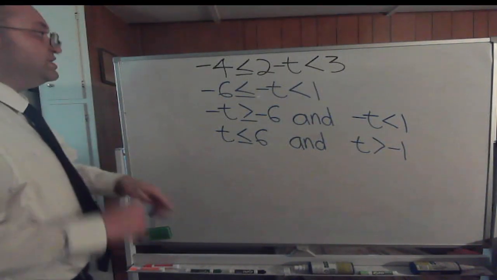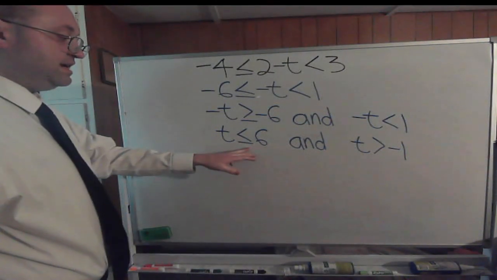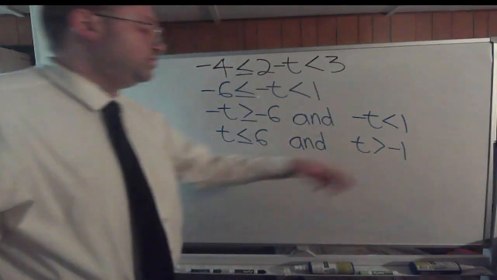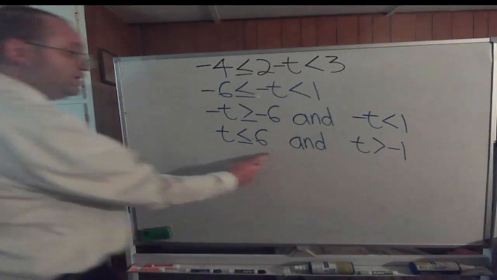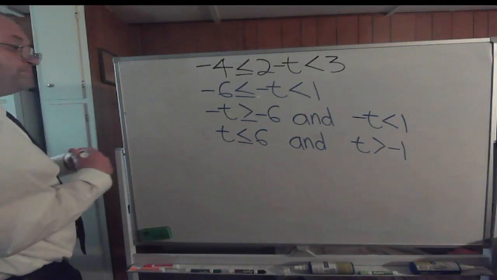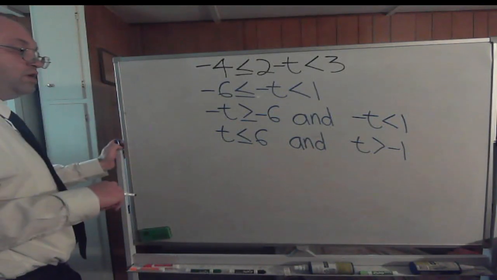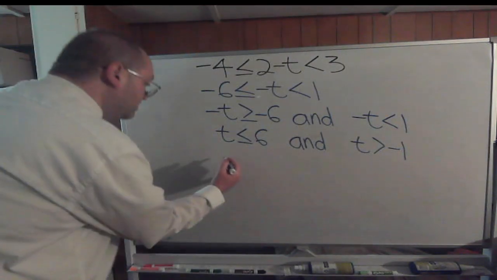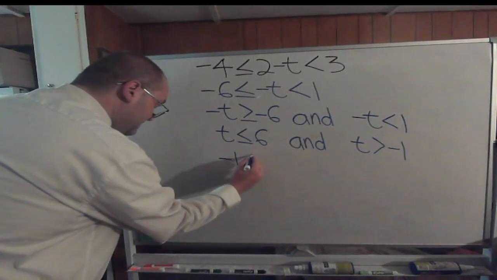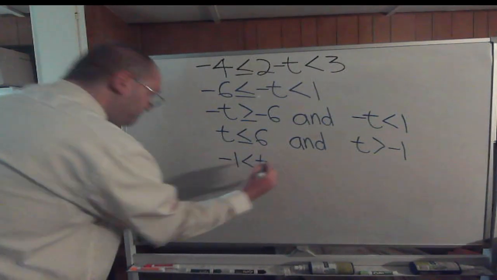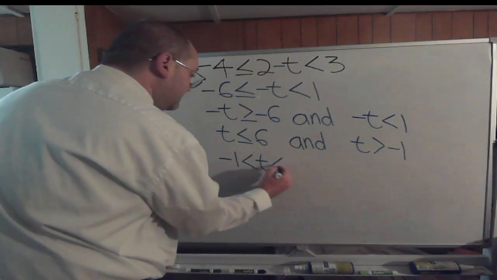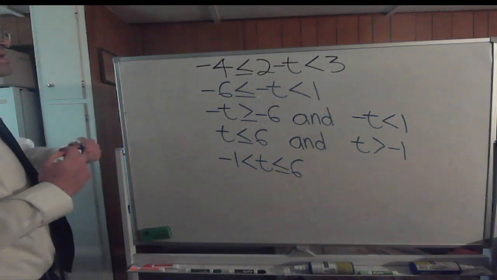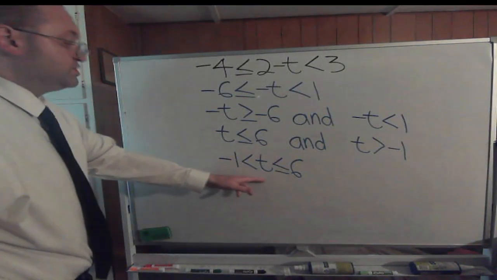So what you have now is that t is less than or equal to 6, and it is greater than negative 1. So you can leave your answer like this, or if you like the combined inequality approach, you can put them back together. Since t is greater than negative 1, that means negative 1 is less than t, and then t is less than or equal to 6. So that would actually end up being your solution.